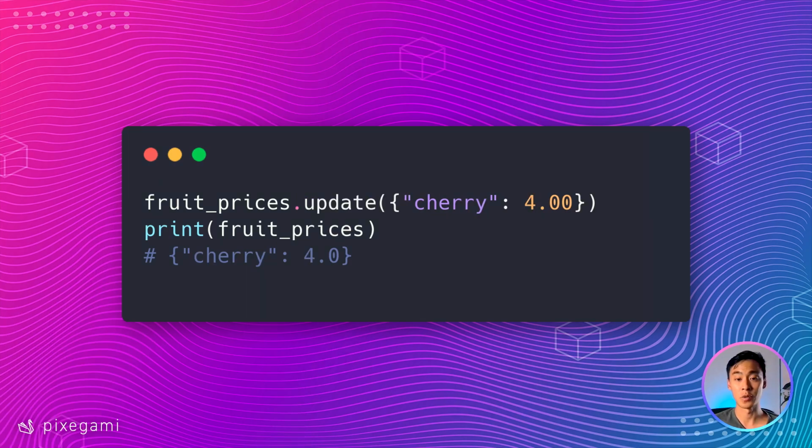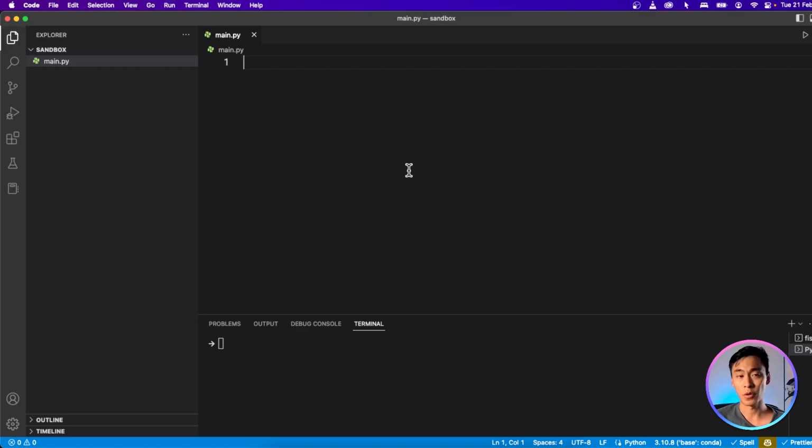The second way you can do that is using this built-in update method. And that does pretty much the same thing as the assignment operator, so it's just a matter of which one you prefer. Now, before we go further, let's open up our code editor and actually write some of this code out, just so that we can see how it works.